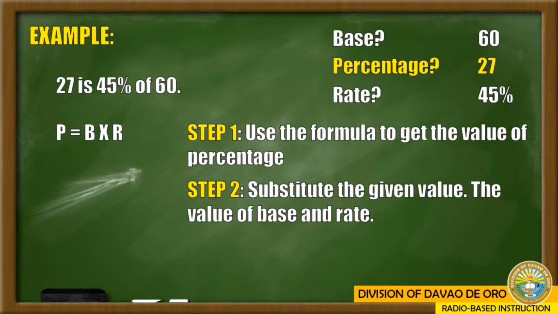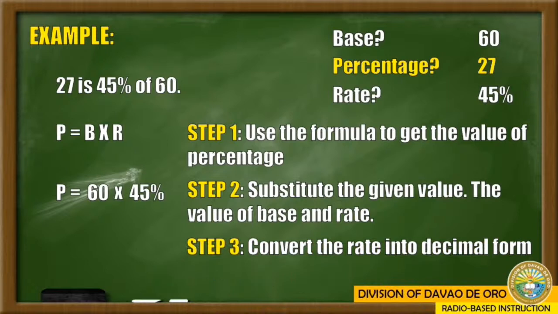Step 2. Substitute the given value, the value of base and rate. So, what is our base? Very good, 60. How about the rate? Very good, 45%. So, P equals B, 60, times R, or the rate, is 45%. Good job.